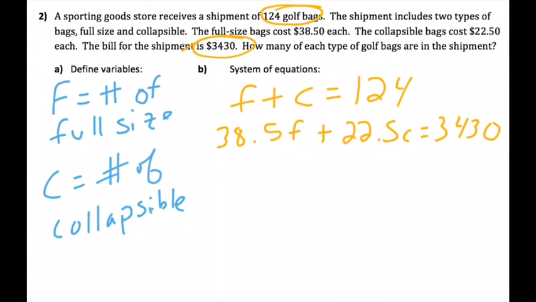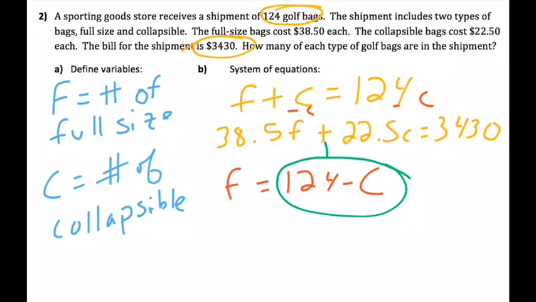Okay, let's first of all start with substitution. If I want to use substitution, it's really easy to get either f or c by itself. Doesn't matter which one you get by itself. I'm going to go ahead and just get f by itself. So I would subtract c from both sides and say that f equals 124 subtract c. Now, I could then take this 124 subtract c and substitute in for that f right there. So we're going to go ahead and go to the next page and do that.